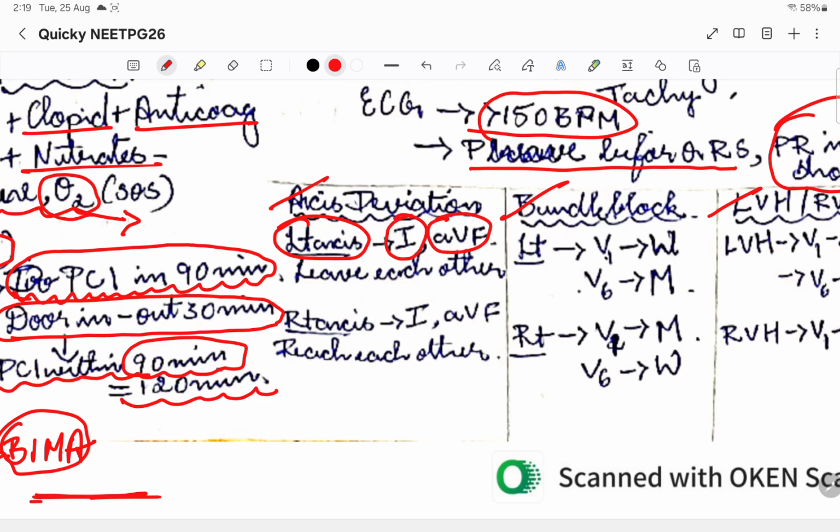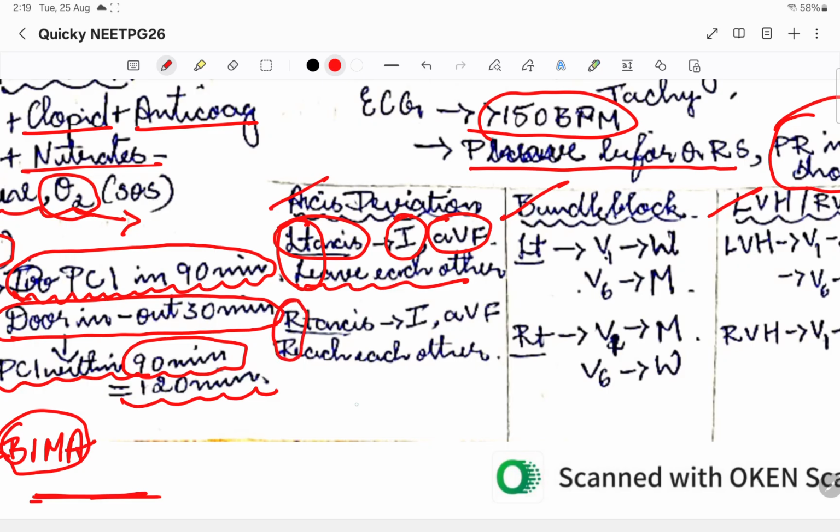Lead I and aVF are the ECG leads we are going to look at if we are suspecting an axis deviation in a patient. If it is a left axis deviation, the leads are going to leave each other. Left meaning leave, L for L. Whereas in right axis deviation, they are going to reach for each other.